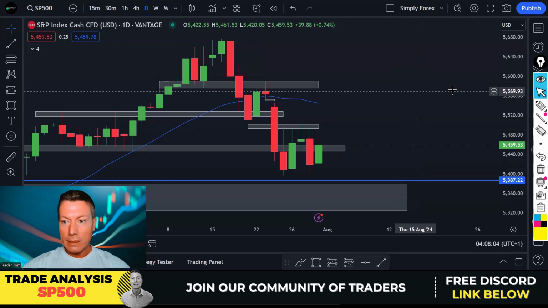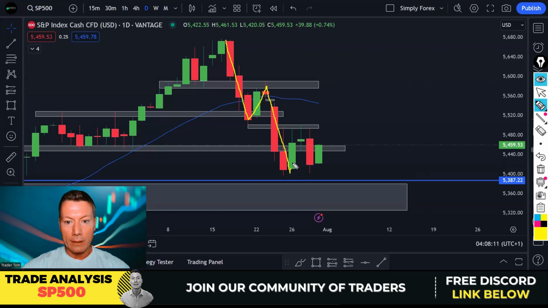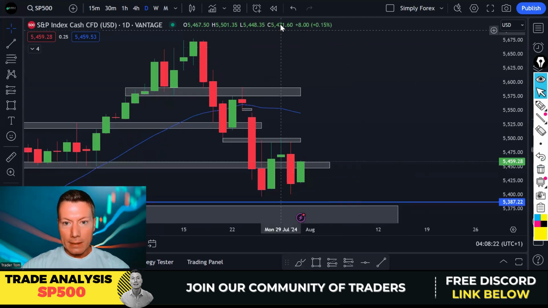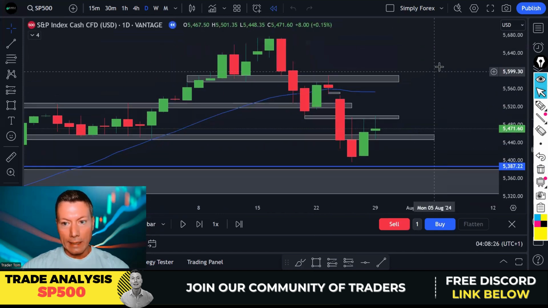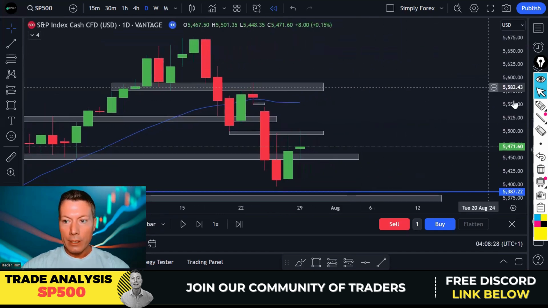Okay, now this is the S&P 500 and we were looking to sell this market. Why were we looking to sell it? Well, we were in a downtrend, and this is where we were. We're getting lower highs, lower lows. This was a trade idea from yesterday. If we go back in time, this is not including yesterday's candle. So this was our setup.